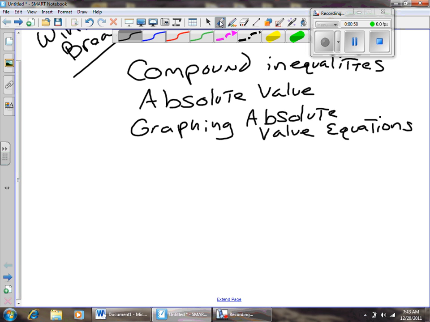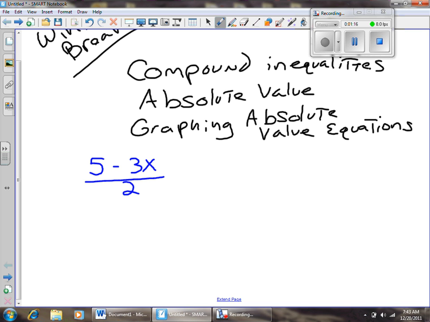All right, so let's get right to it. Let's get into solving inequalities. And we'll talk about the compound ones, but we'll start with just a multi-step inequality. Say we have something like this: 5 minus 3x over 2 is less than, I don't know, 6.